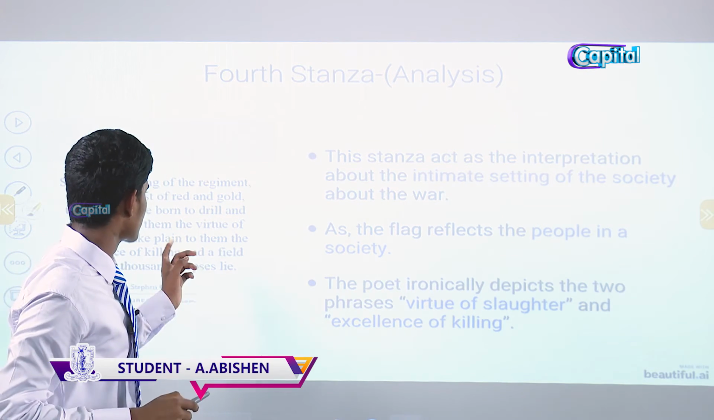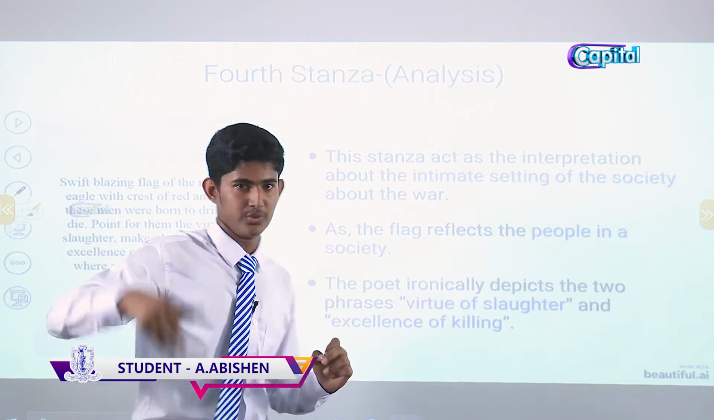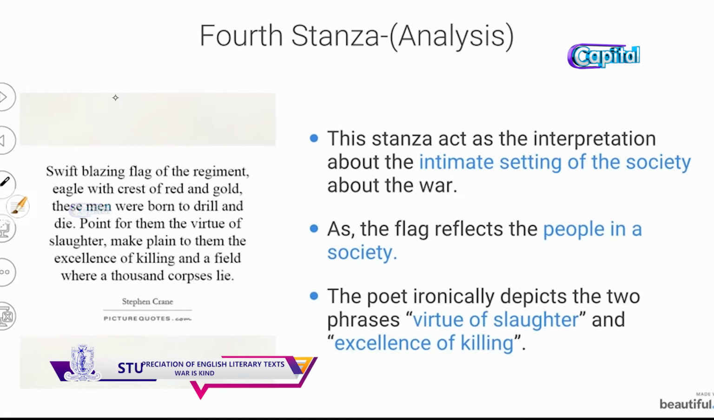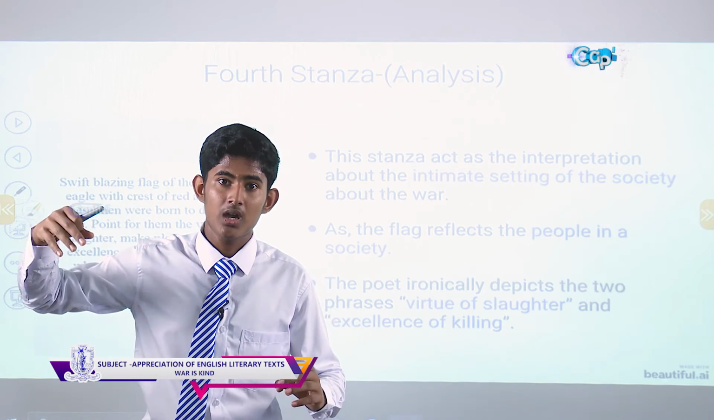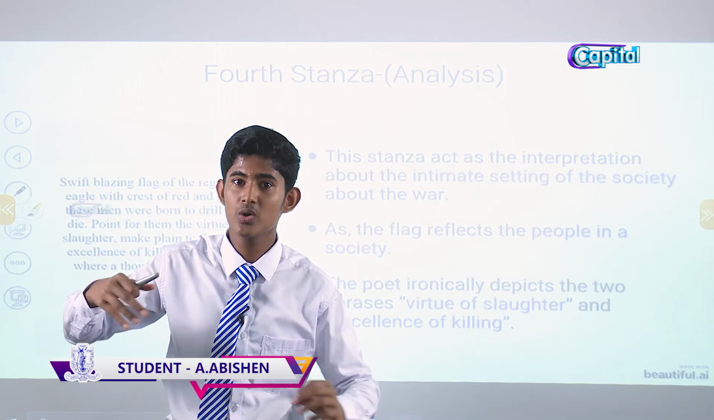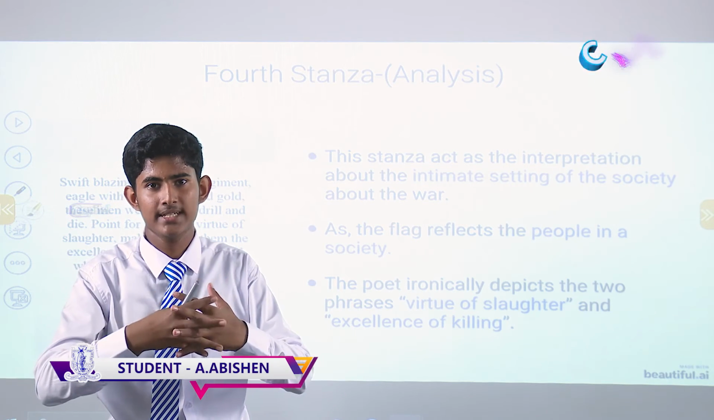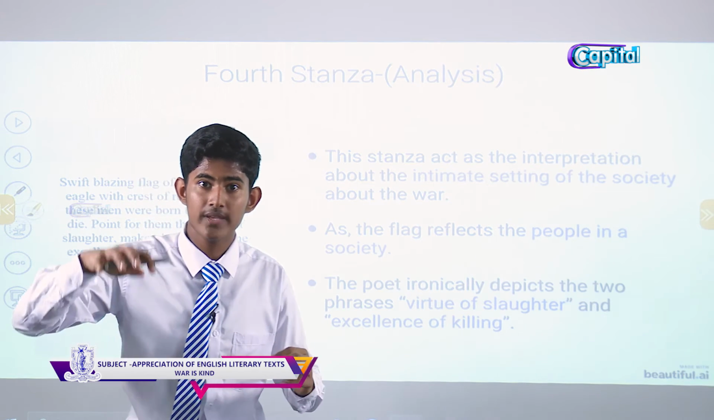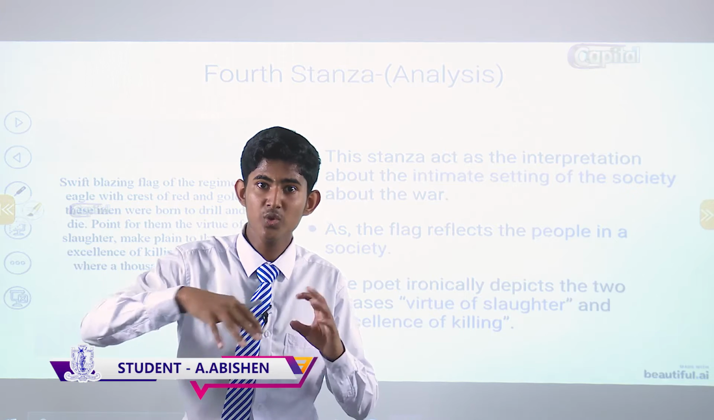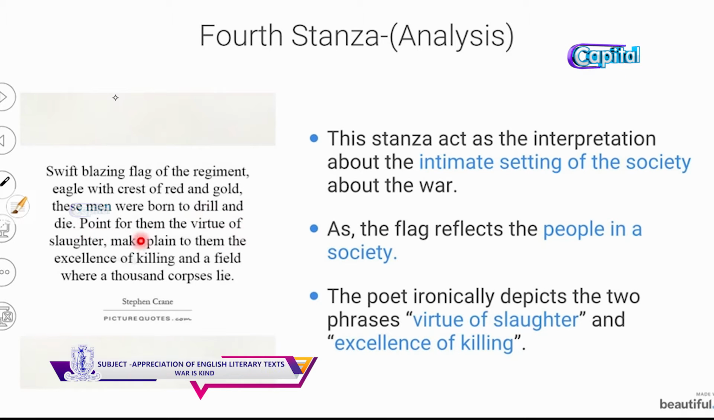An eagle with crest of red and gold. As I already mentioned, eagle resembles the USA, because the writer may be writing about the American Civil War and its causes. So then, point for them the virtue of slaughter, make plain for them the excellence of killing. These are the immoral motives of the warmongers in order to hypnotize these young men. Virtue refers to moral things and slaughter refers to killing. So why does the poet connect these two different phrases? In order to show the contradiction or the paradox, how the warmongers make an illusion that these are correct, by using these immoral morals. Then in this fourth stanza, the poet is talking about the setting of the war.